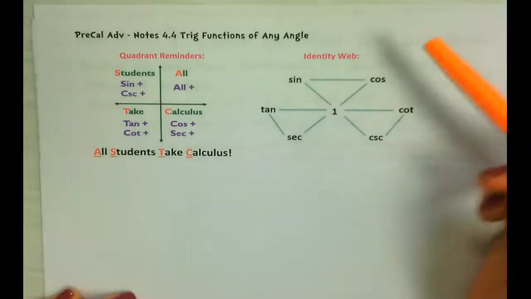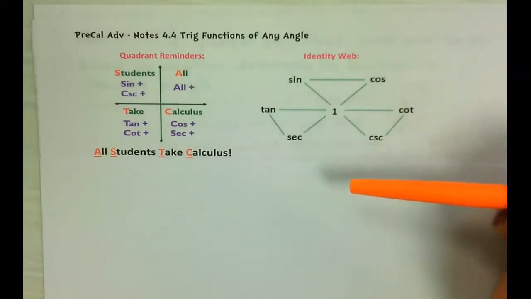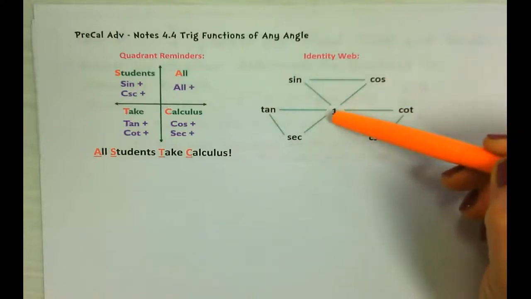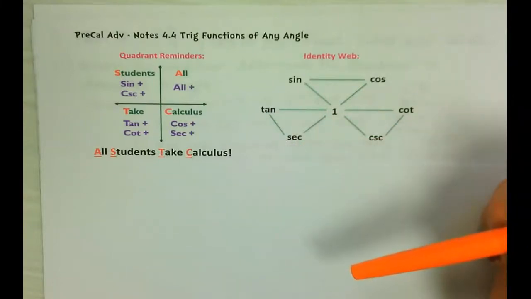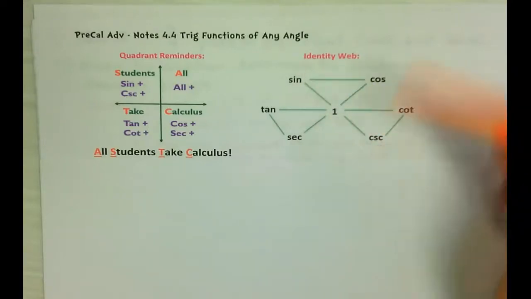So this is what they call an identity web. And the identity web can help us with the Pythagorean identities. So I can do sine squared plus cosine squared equals 1. I can do tan squared plus 1 equals secant squared. And so you can do it that way. I can do reciprocals. So like 1 over sine gives me cosecant. I can do 1 over cosecant gives me sine. So there's kind of different things that you can do there to help you.